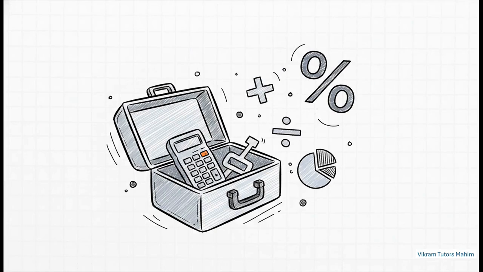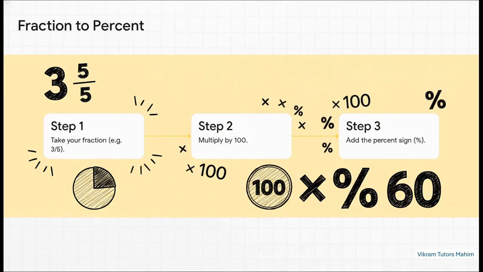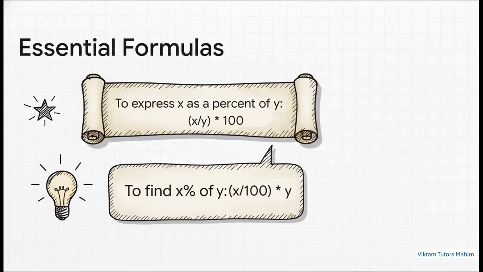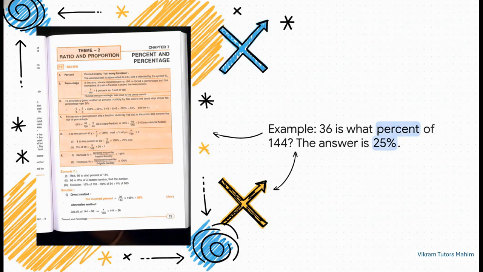Okay, time to build your toolkit. These are the core calculations you'll need to master this stuff. Want to turn a fraction into a percent, like 3 over 5? Just multiply by 100. Boom, 60%. Now, these two formulas right here, they're your secret weapons. They solve almost any percentage problem. Let's see that first one in action. For 36 is what percent of 144, just divide and multiply.